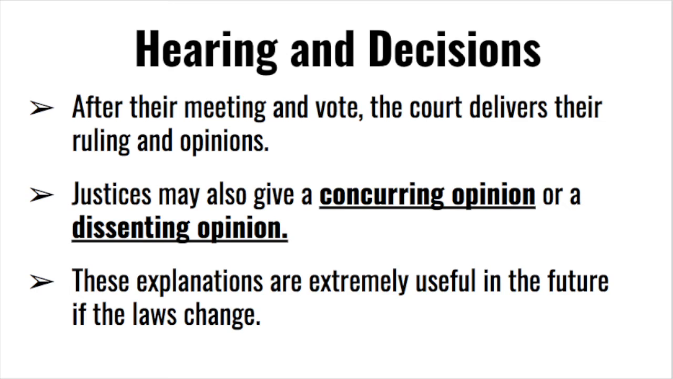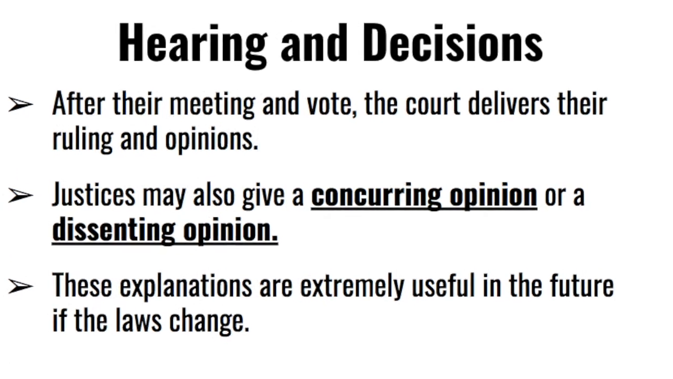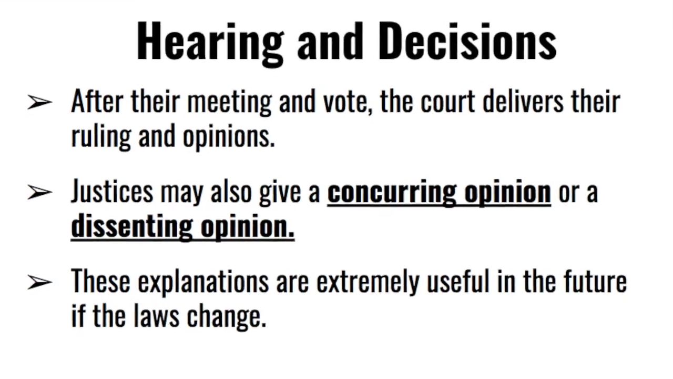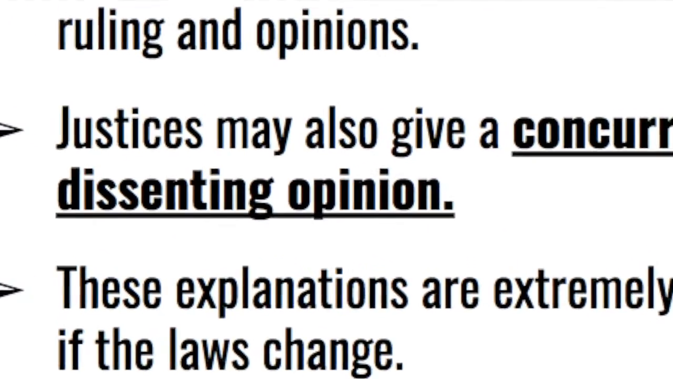After they do come up with a verdict, the court does deliver their ruling, and they also deliver their opinions. Justices can give concurring opinions, which means that they agree with the final decision, but for different reasons. And then at the same time, justices can give dissenting opinions. So it means that this justice does not agree with the final decision, and here are the reasons why. And this can actually prove to be very useful later. For example, if a similar case goes to the Supreme Court again and then they want to overrule one of their previous decisions, they could point to some of this.